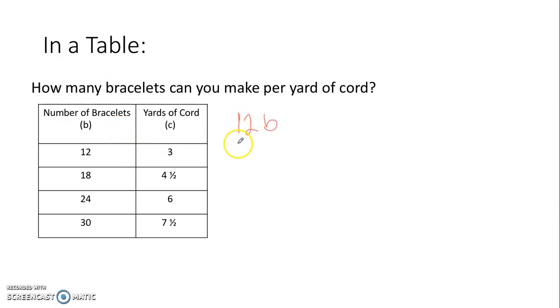So for every 12 bracelets, we need 3 yards of cord. Okay, and it's asking us how many can we make per yard of cord. So per yard, remember, per yard means just 1. So 1 yard of cord, and we want to know how many bracelets can we make for 1 yard. Okay, now this looks awfully familiar. So this rate, for every 12 bracelets, we need 3 yards of cord.